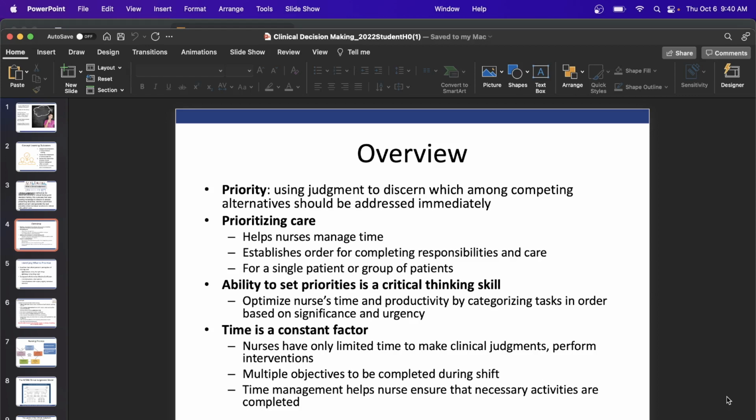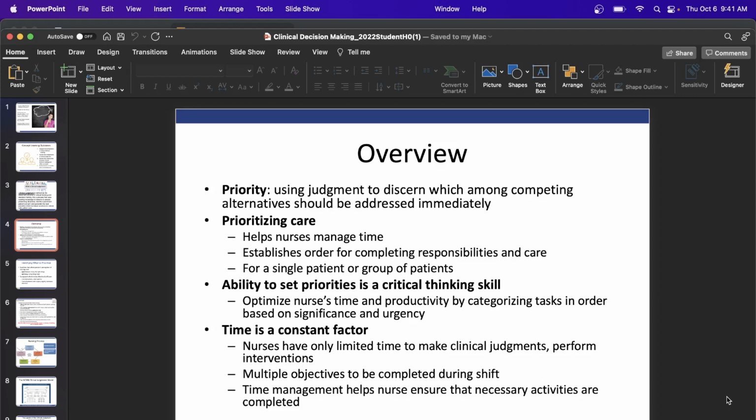Prioritizing care helps us manage our time, helps us determine what we have to do versus what's nice to do versus which isn't going to happen. We're just not going to get to it, and the patient's not going to suffer any harm if we don't get to it. So this is again for a single patient or a group of patients. Again, we're setting our priorities based on our critical thinking skills, which take time to develop.